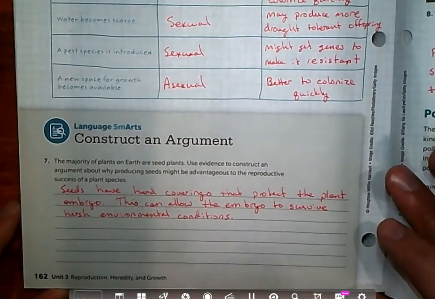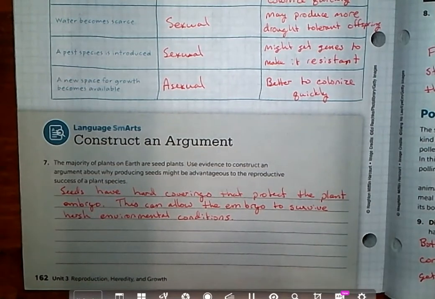Okay. So the majority of plants on Earth are seed plants. If we use evidence to construct an argument about why producing seeds might be advantageous to the reproductive success of a plant species, seeds have hard coverings that protect the plant embryos, and this can allow the embryo to survive harsh environmental conditions. That's very beneficial, especially in an area like where we live. If you have a seed that can survive those harsh conditions, it has a better chance to grow. For example, seeds in our area have to survive the winter before they can germinate a lot of times. Those hard outer coverings help that seed survive the winter, and then next spring when it starts to warm up again, those seeds will be able to germinate and create new plants.